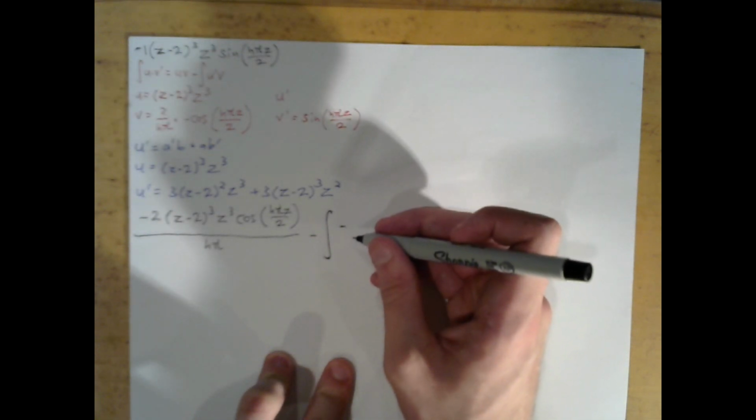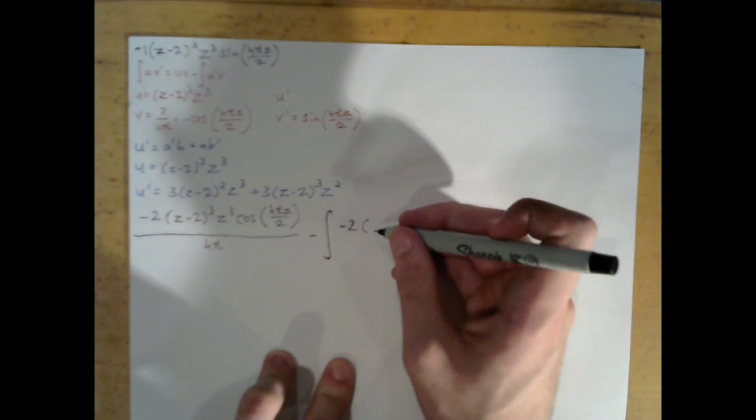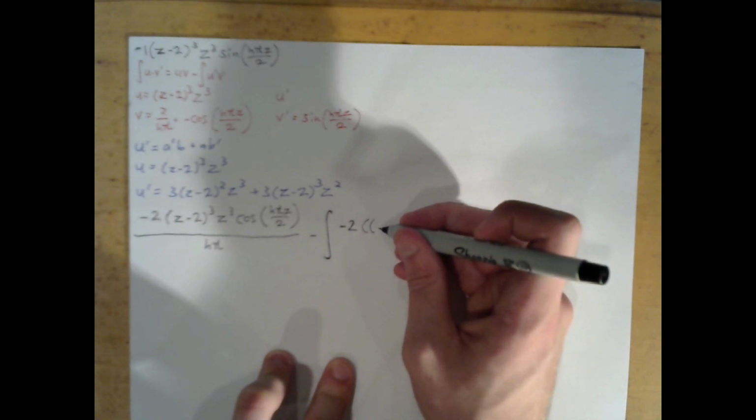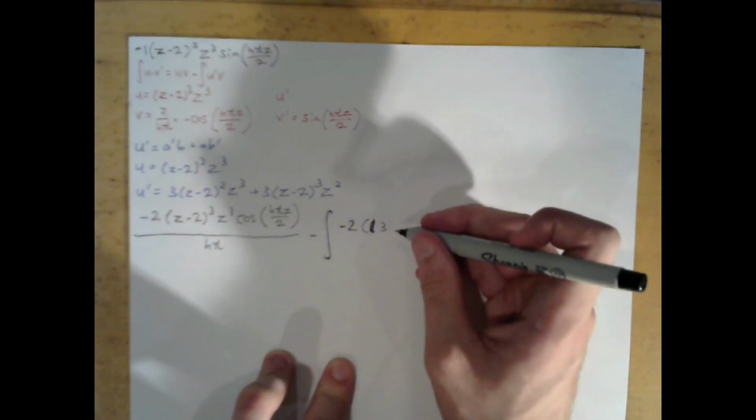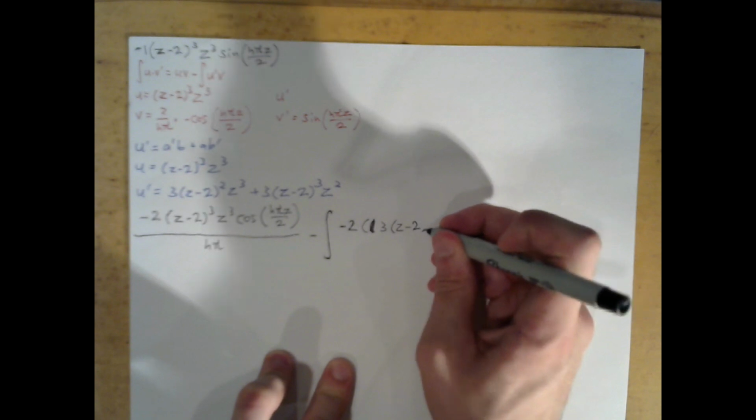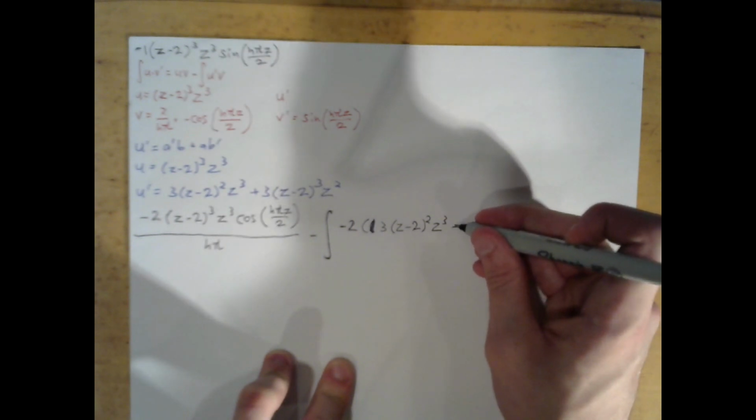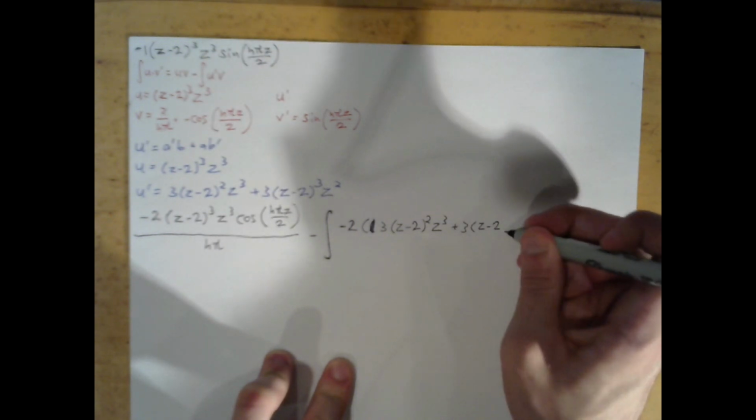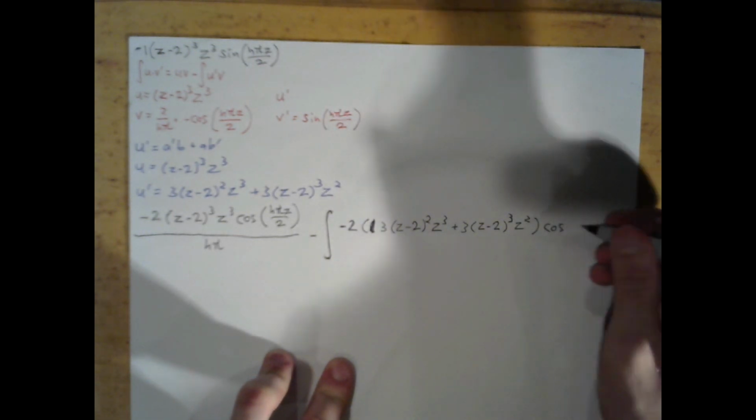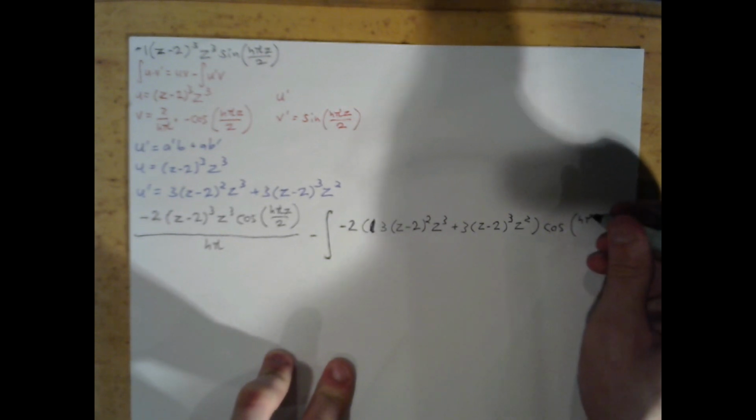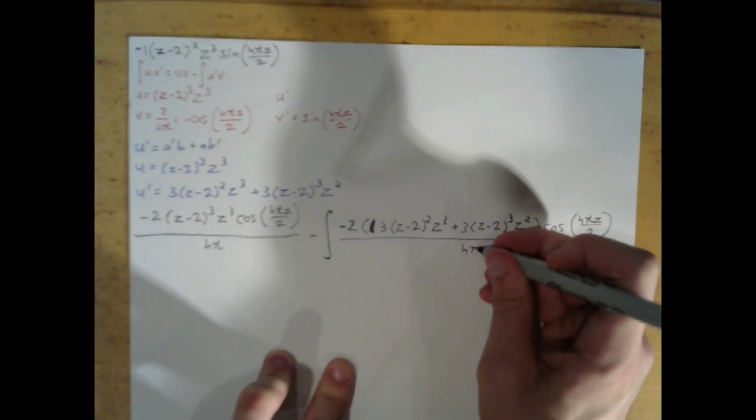Okay, so now we have the integral negative. I'm going to pull the negative 2 to the front from the cosine term, so I'm going to have negative 2 multiplied by, we're going to call it, 3(z minus 2) squared z cubed plus 3(z minus 2) cubed z squared, that's what we got earlier, times cosine hπz/2, and then this is all going to be over hπ.